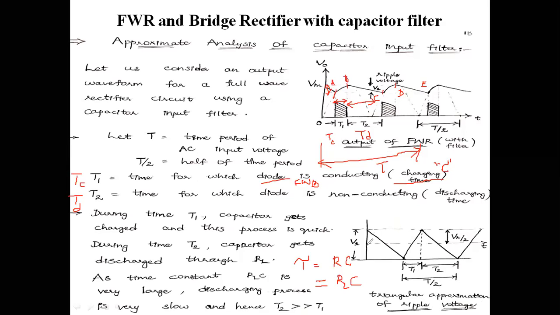Maximum peak is VR. This is the VR here, this charging time is T1 and the discharging time is T2, and for the total time period I am taking 0 to pi to 2 pi, like that. I am taking the time period as T by 2 here, half of the time period. The maximum voltage here is VR, the ripple voltage. Half of that voltage is VR by 2. This is the triangular approximation of ripple voltage.